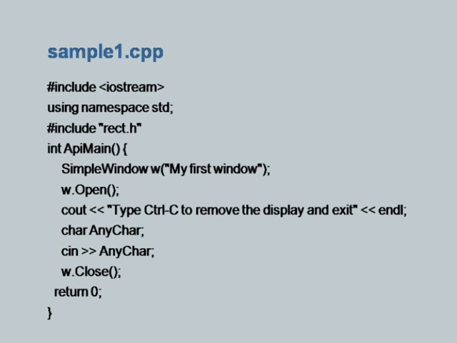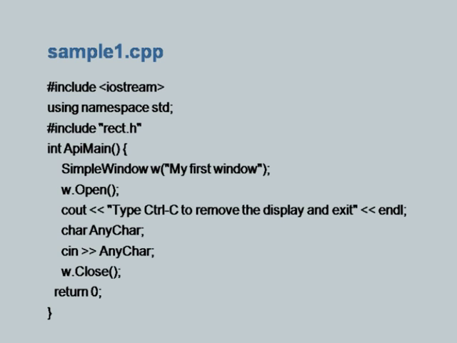Same thing here, simple window. So S capital, W capital. Like we saw, I am defining a simple window. The title I want to appear there is my first window. I am defining an object called W, like a variable of this type. And the W has these attributes, and I say W dot open.